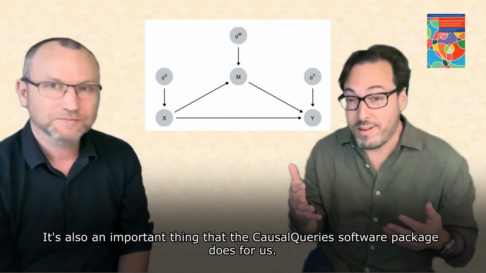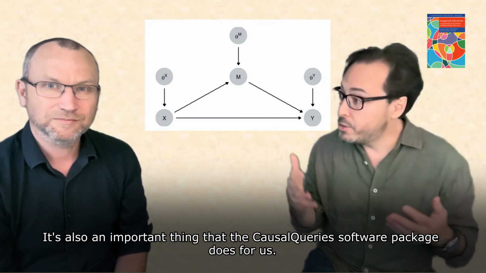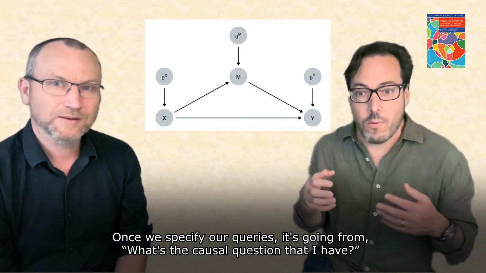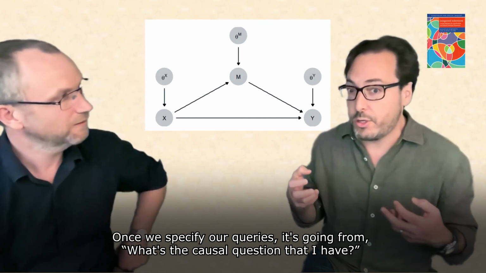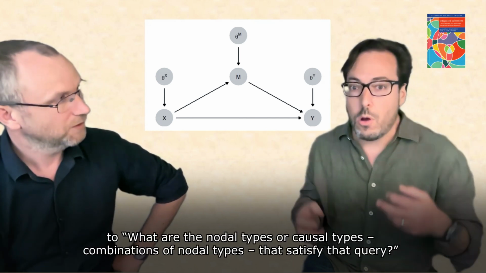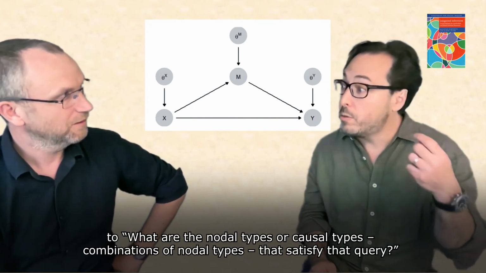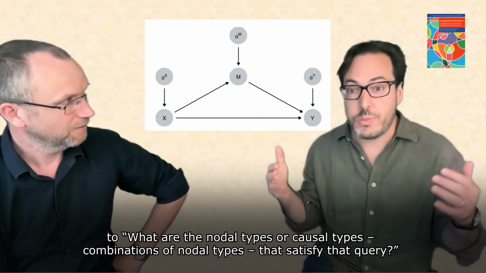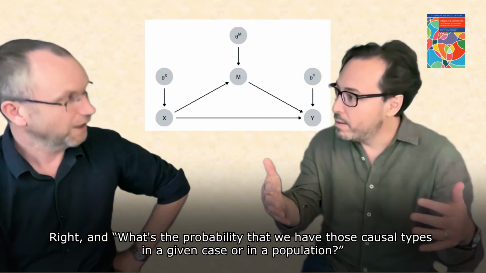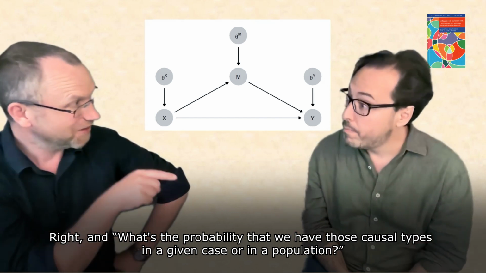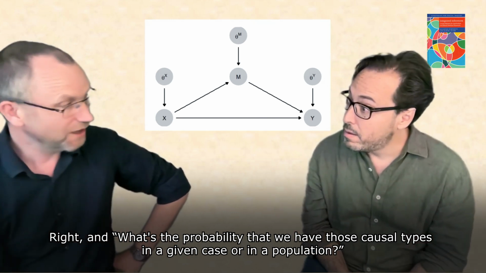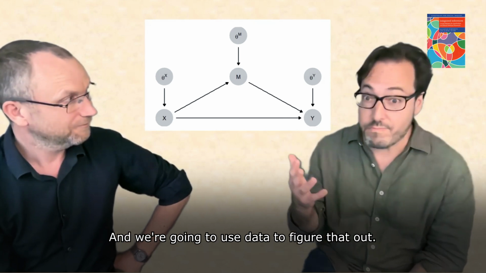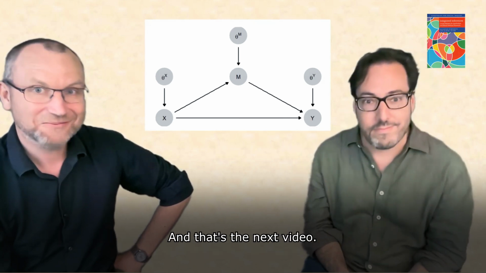It's also an important thing that the causal query software package does for us. Right. Once we specify our queries, it's going from what's the causal question that I have to what are the nodal types or causal types, the combinations of nodal types that satisfy that query. Right. And what's the probability that we have those causal types in a given case or in a population? And we're going to use data to figure that out. Okay, that's the next video.